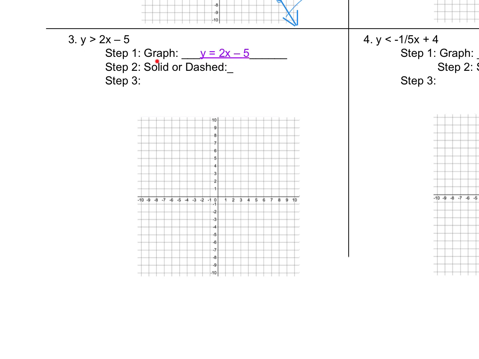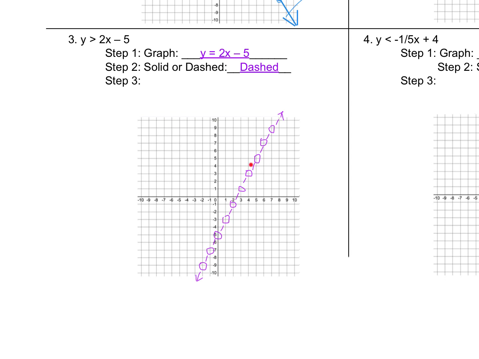And this one, is it going to be a solid or dashed line? Notice this time it's going to be a dashed line. So let's graph that. Note that a dashed line also means open circles. So we start with an open circle at negative 5 on the y-axis, as that's my y-intercept. From there we do our slope. Our slope is 2. Remember, that means we go up 2 and to the right 1, and up 2 to the right 1, etc. And then we have dashed lines.